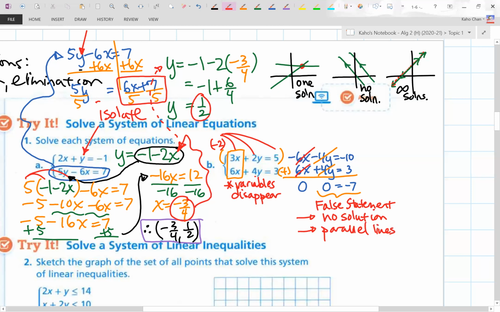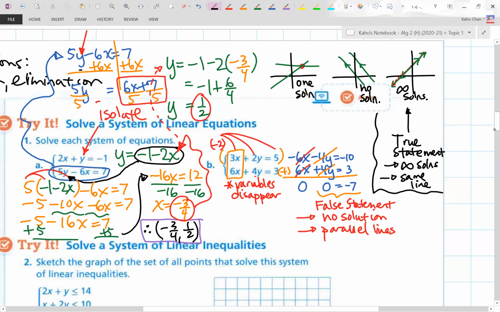Little side note, because we're basically done with 1B. The other situation, infinite solutions, is when you get a true statement, like 7 equals 7 or 44 equals 44. If you get a true statement, that means you have infinite solutions and it is the same line. Just wanted to point that out. That has nothing to do with the example we just did on 1B.